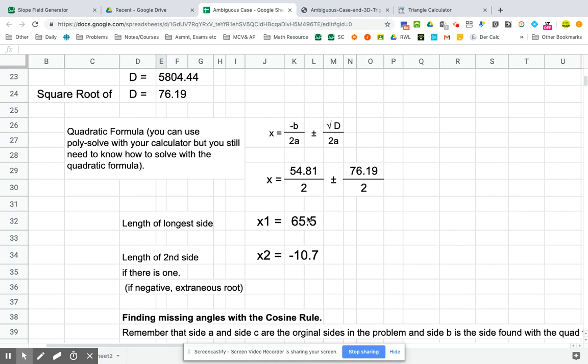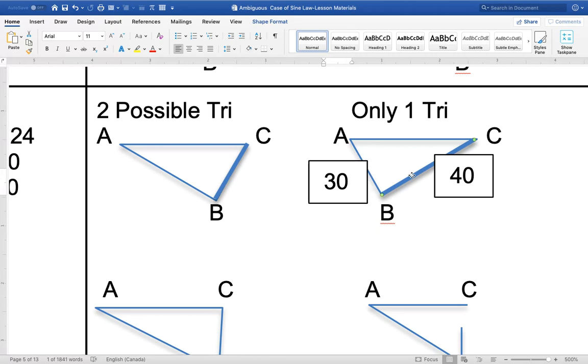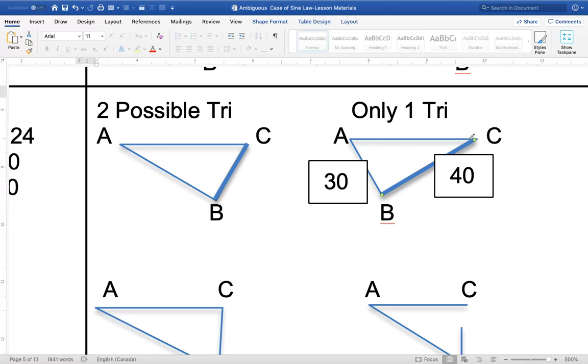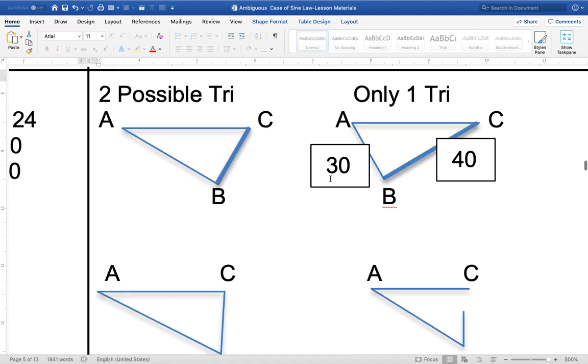We can look at a picture of that to make sense of it. If we remember this right here, to get a second triangle we have to take that side length, BC, rotate it, and have it intersect AC, and it doesn't. So I think what that negative 10.6 is measuring is maybe how far this goes out here. I don't know, though. I've had a hard time conceptually imagining what that is. But the fact of the matter is you cannot have negative distances. So we only get one triangle that works with the quadratic formula.